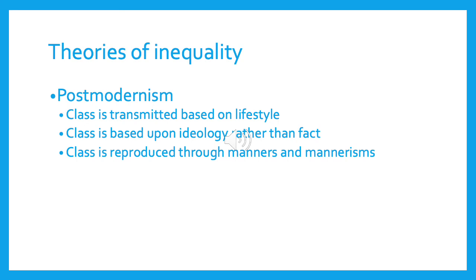So instead of thinking of class, for postmodernists, you might do better to think of classiness. That we're not stratified based on how much money we have, or how much wealth we own, or how much occupational prestige we have. We're stratified based on how classy we appear, and how classy we believe we are.